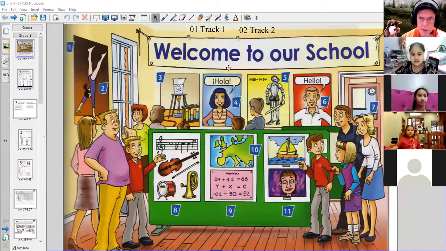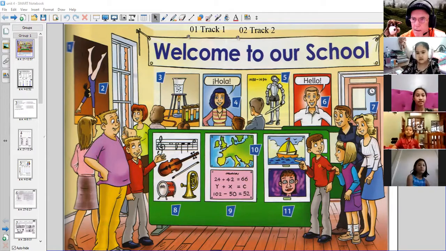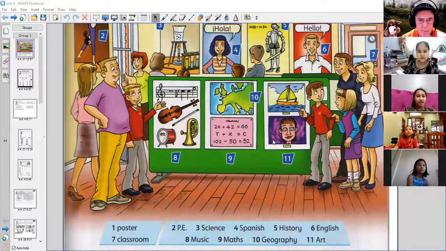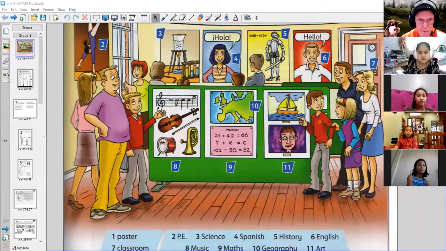Okay, so we're now on Unit 4, Lesson 1 of Unit 4, which is page 29 in your class book, student's book. Okay, so you have this picture with these words underneath in front of you.